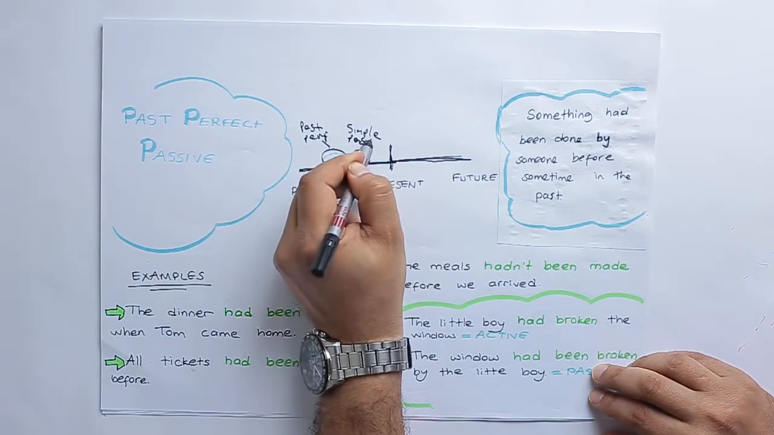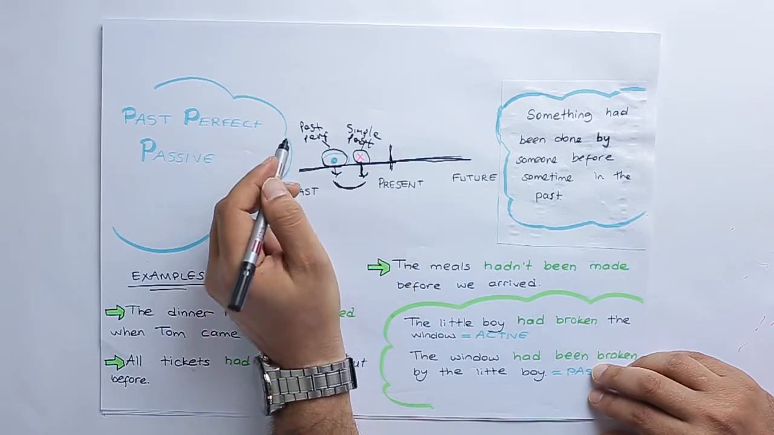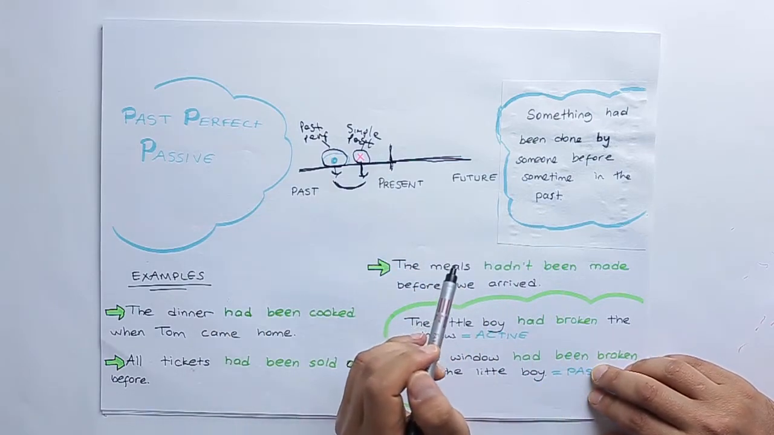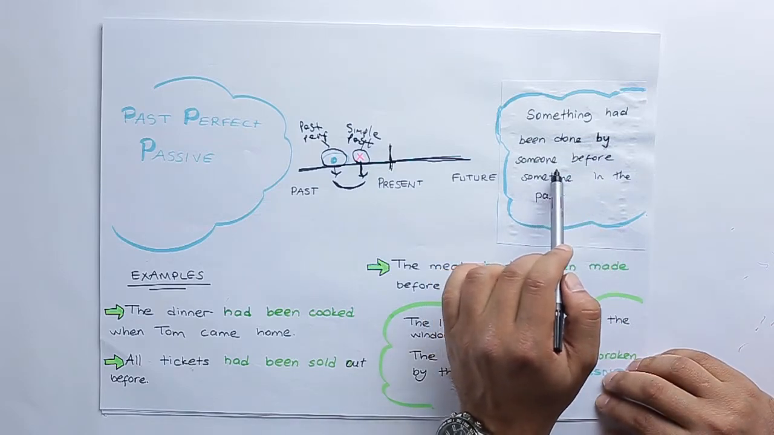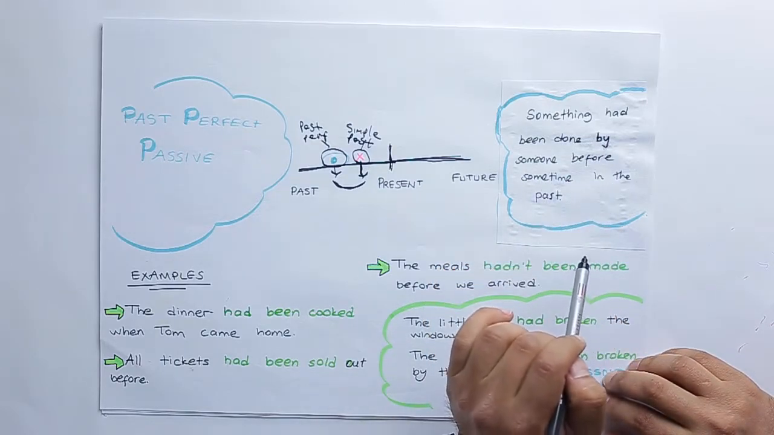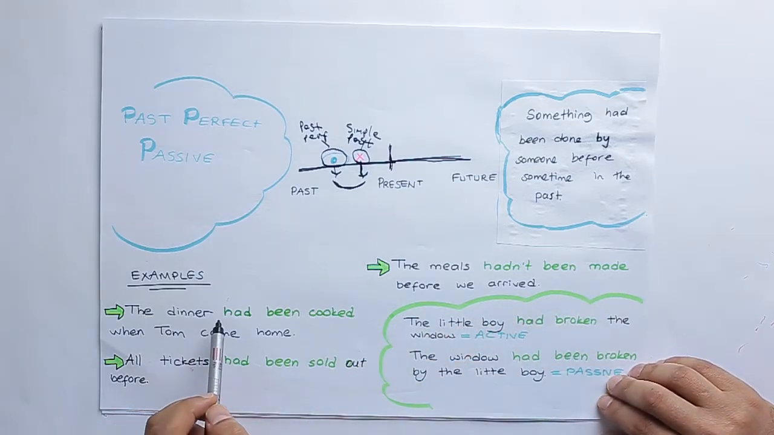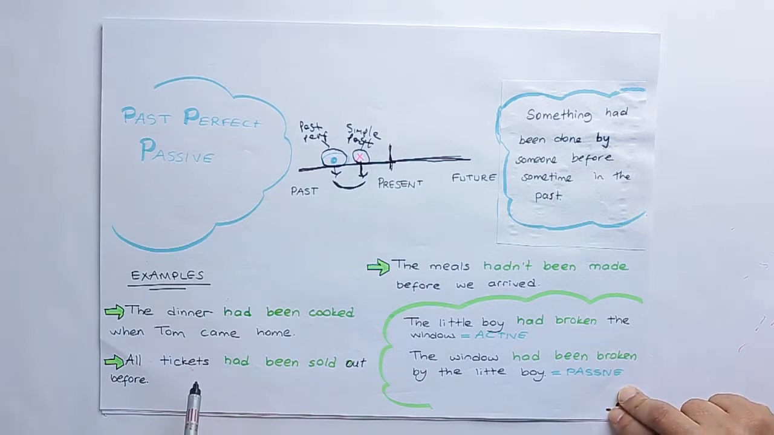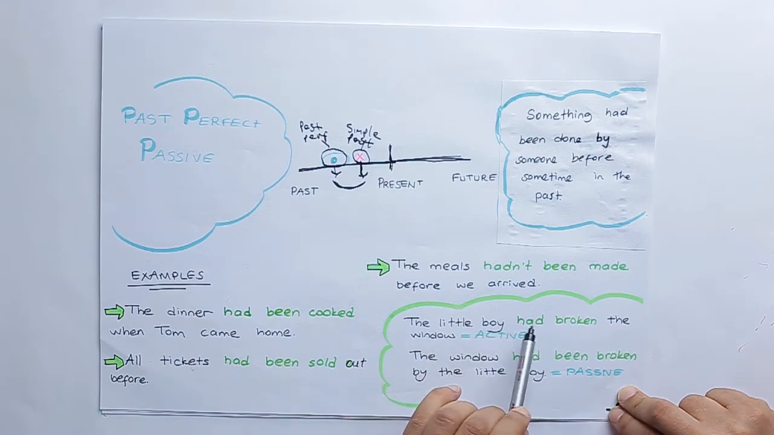Okay, if there are two actions in the past, the first action, which happened first, is the past perfect, and the second one is simple past. Don't forget. Also, here it says that something had been done by someone before some time in the past. Now, let's analyze the examples. The dinner had been cooked when Tom came home, or all tickets had been sold out before. The meals hadn't been made before we arrived, and also the little boy had broken the window.